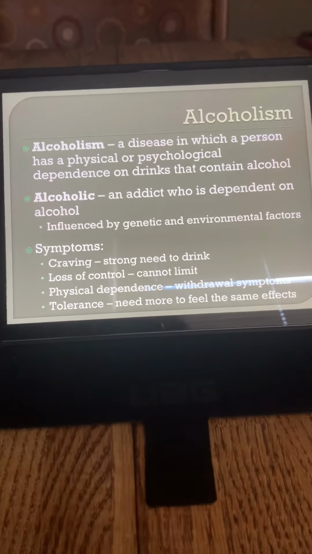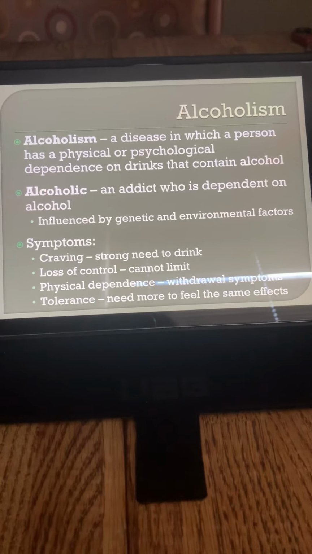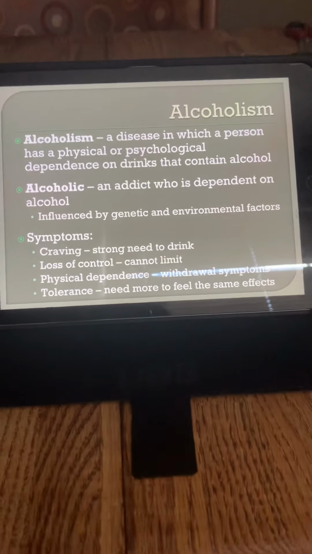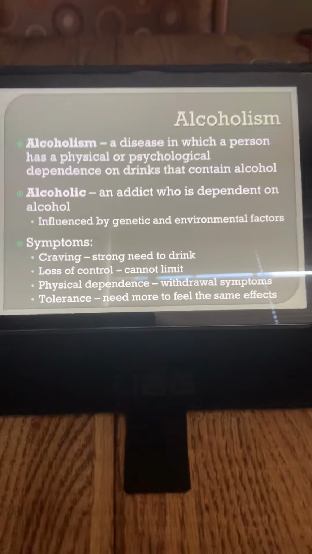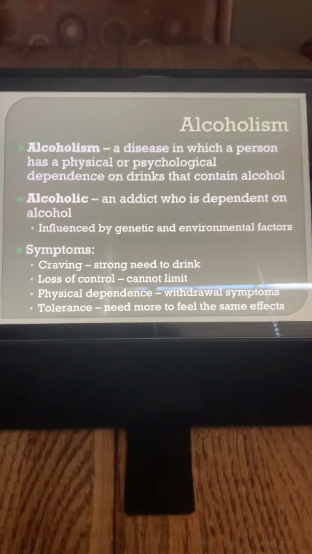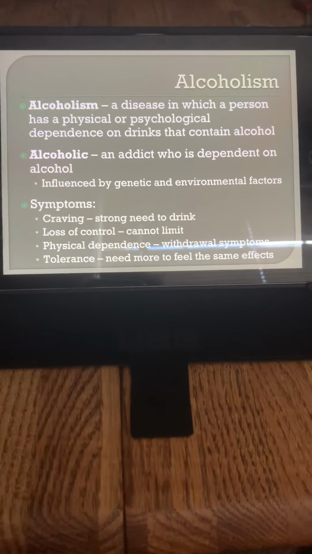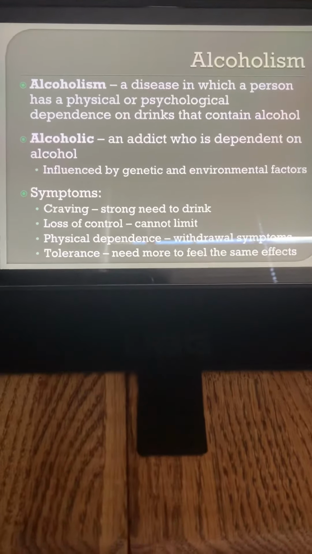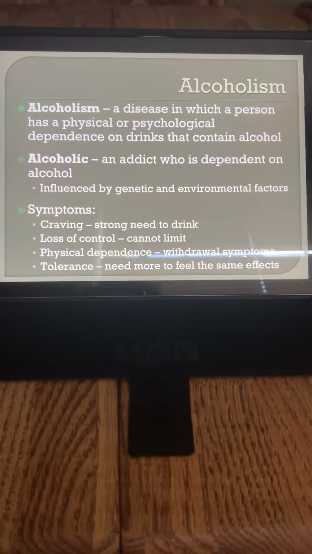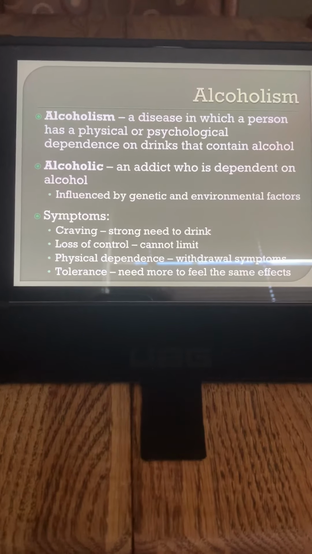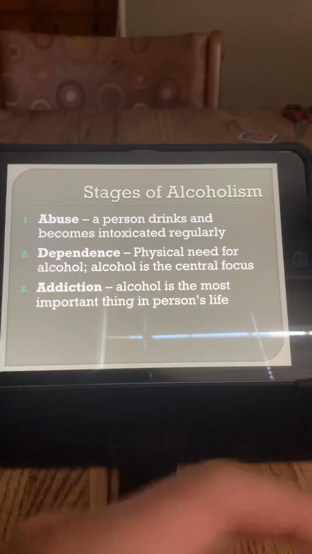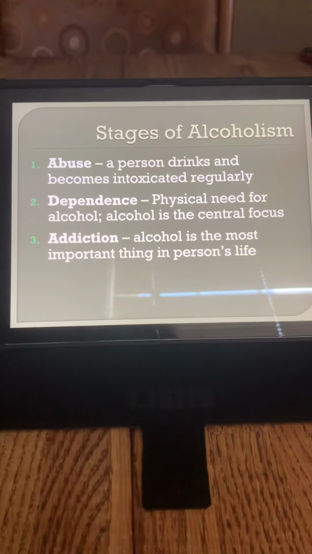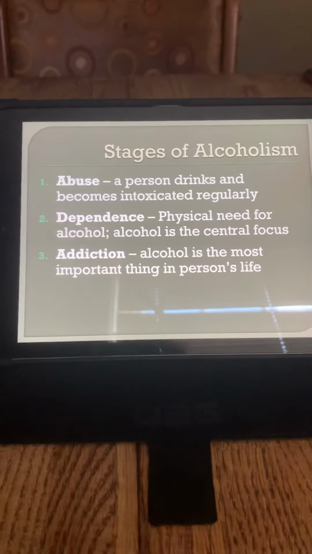Here's alcoholism. Alcoholism is a disease in which a person has a physical or psychological dependence on drinks that contain alcohol. An alcoholic is someone who is dependent. These can be influenced by genetic and environmental factors. Here are some symptoms of an alcoholic: craving, physical dependence, and withdrawals from not having any alcohol. Here are the stages of alcoholism: abuse, dependence, and then addiction.